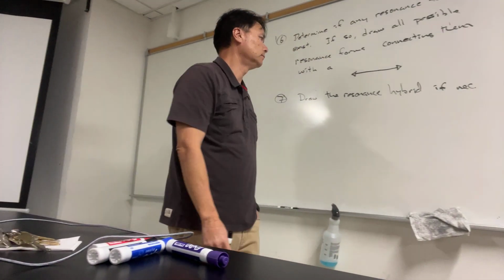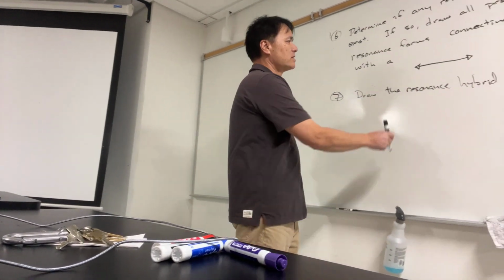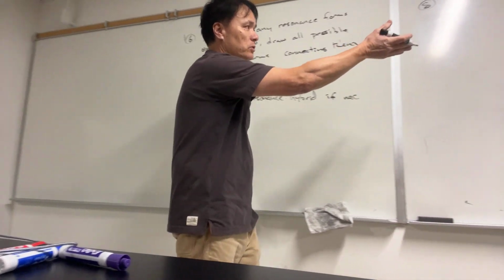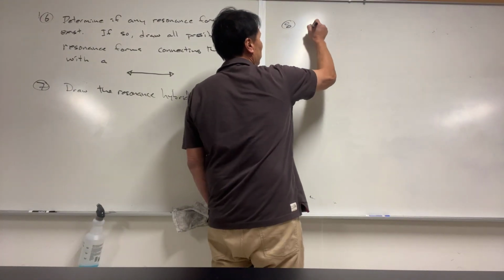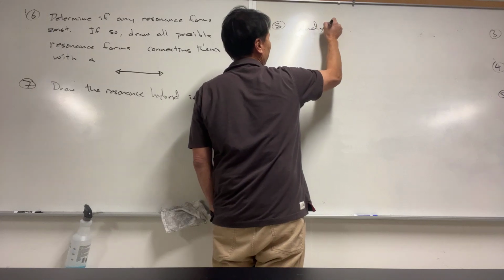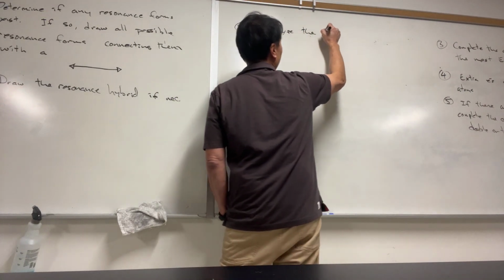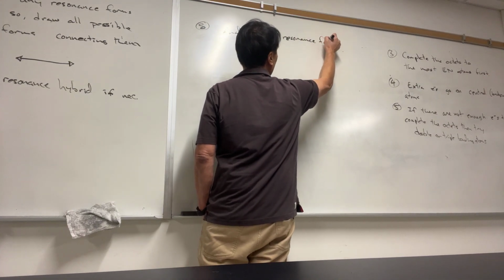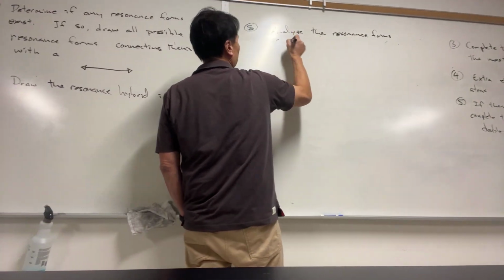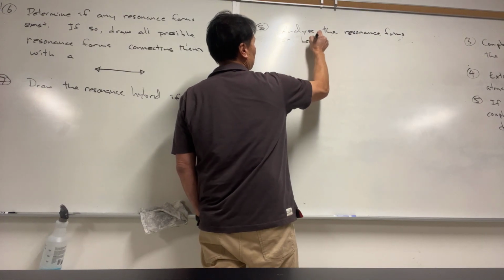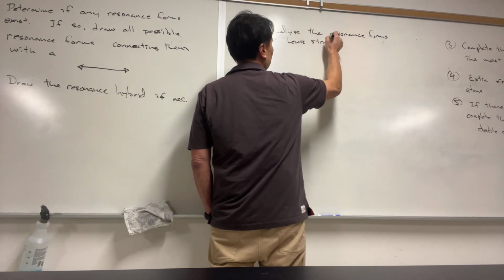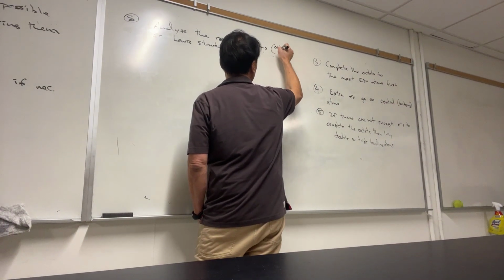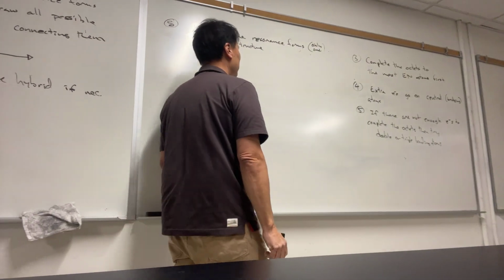Eight. When we have the resonance hybrid, it's a little harder to analyze. We usually analyze the resonance forms, or if there are no resonance forms, we just analyze the Lewis structure. If we analyze the resonance forms, we usually just analyze only one, not every single one.